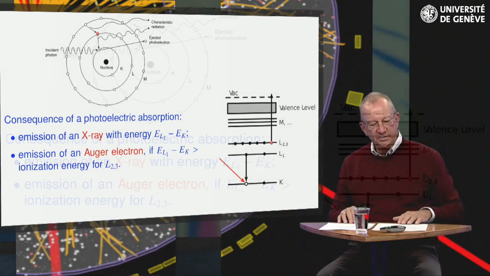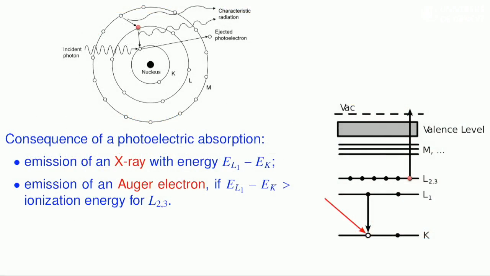The vacancy opened by the photoelectric effect can be filled by another electron of an upper shell, say the L shell for example. This will result in either the emission of an X-ray with energy EL minus EK, or the emission of an Auger electron if the available energy is greater than the ionization energy for higher shells.